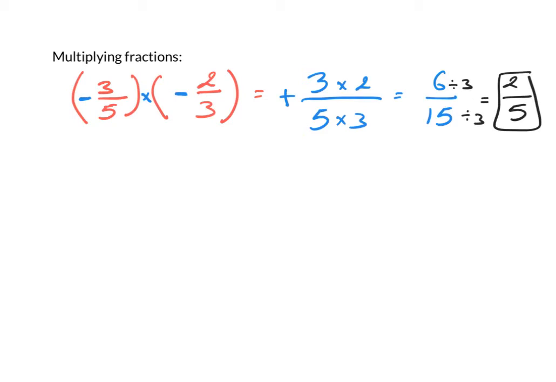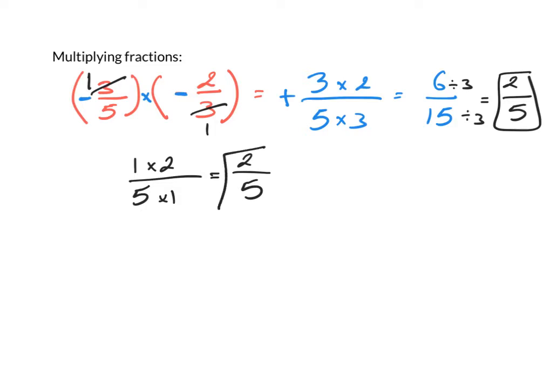What I prefer to do is this: we can simplify before we multiply. We can simplify 3 with 3 here, right? So we're going to come up with 1 and 1, and that will be 1 times 2, which is 2, over 5 times 1, which is 5. So the answer is 2 over 5. Another way, if you choose the first method, you can just simplify 3 with 3 and you're going to come up with 2 over 5. So this is how you solve multiplying fractions.